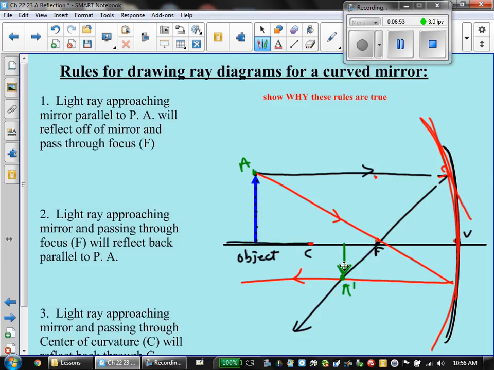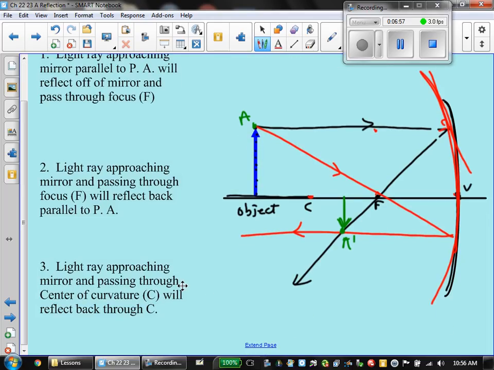Now there is a third rule that sometimes is handy. The third rule says if I send a light ray towards the mirror along a line joining C and the object, it will bounce off the mirror and come straight back. So if I send a light ray down through C, it will hit the mirror. And again, because C is a normal line, the light ray is going to come right back out through C. And it turns out that also works.